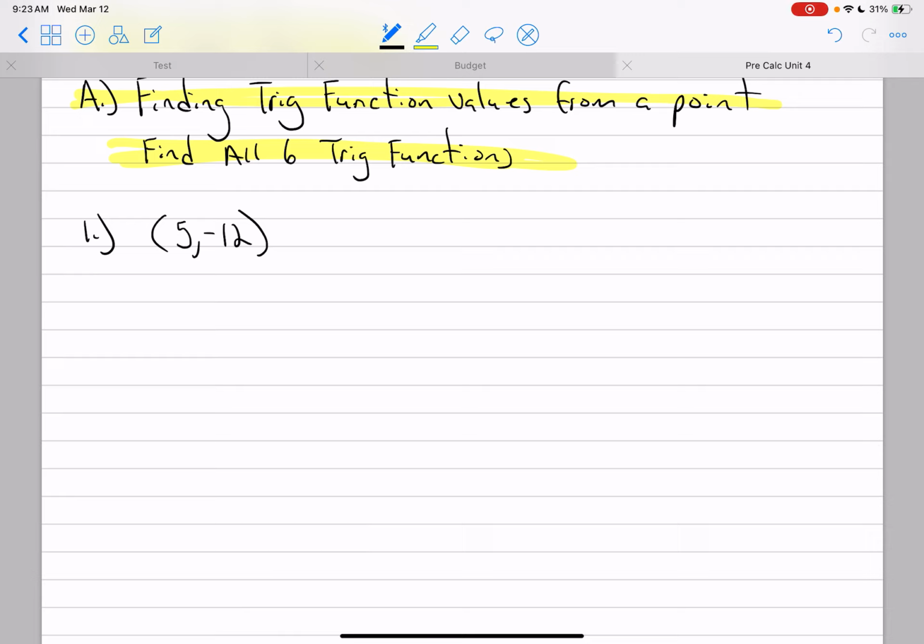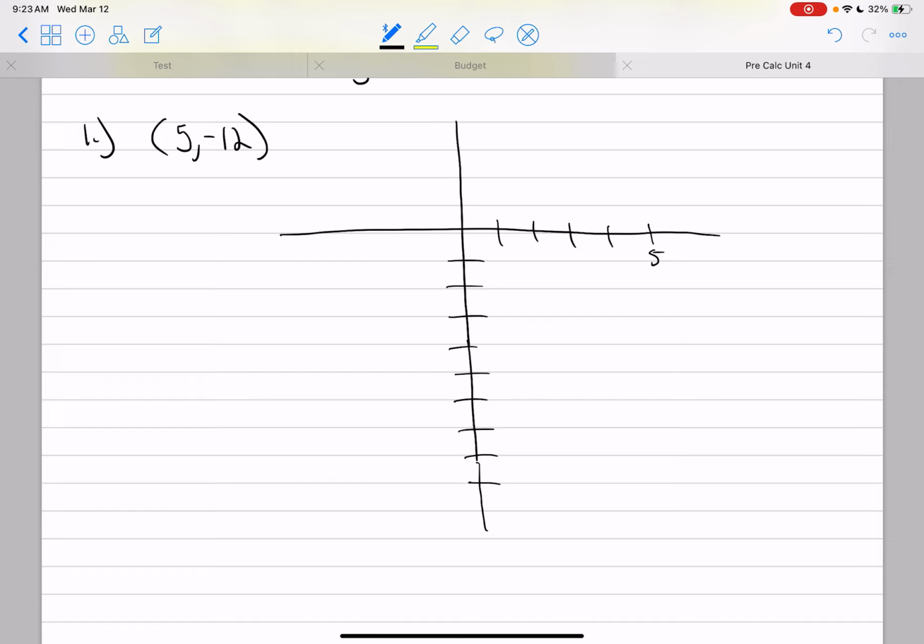Cool. So draw me a picture and find the trig values. So let's see. Let's draw an x and y axis. X is 5. 1, 2, 3, 4, 5. There's 5. Y is negative 12. 1, 2, 3, 4, 5, 6, 7, 8, 9, 10, 11, 12. There's negative 12. So that point is about right here. Here's 5, negative 12. Okay?